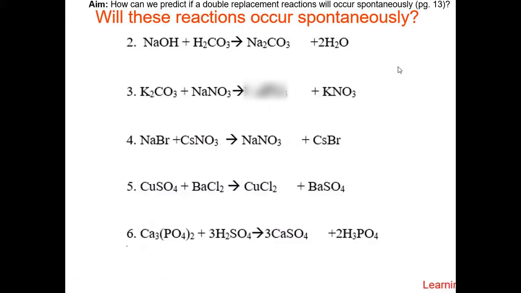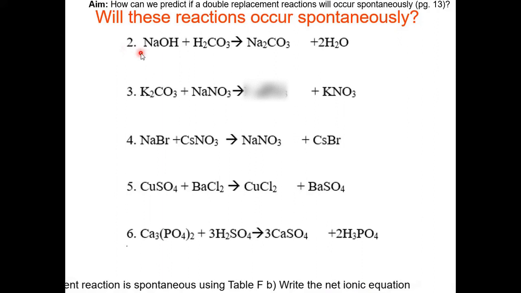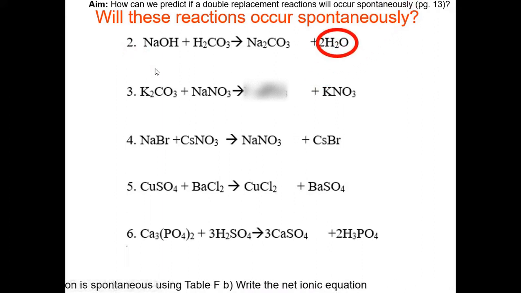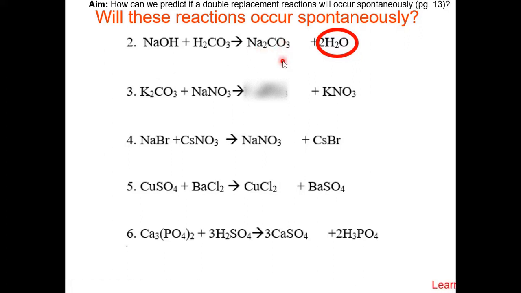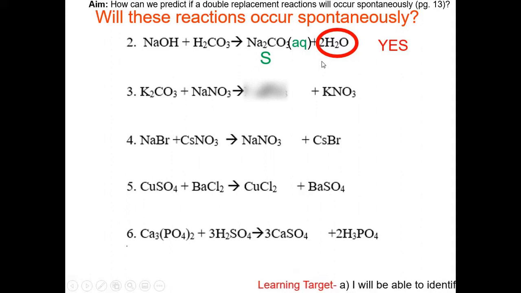So now I want you to try the rest yourself. Pause the video and resume once you complete it. So here's the answers. In question 2, we see that water is one of the products, therefore this double replacement reaction is spontaneous. Sodium carbonate, if you look on table F, it is soluble. But because there's water forming, the entire double replacement reaction is spontaneous.